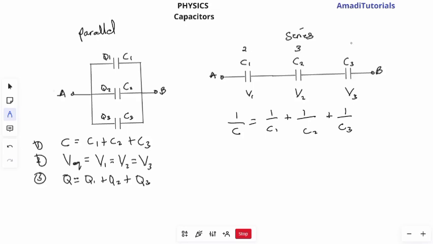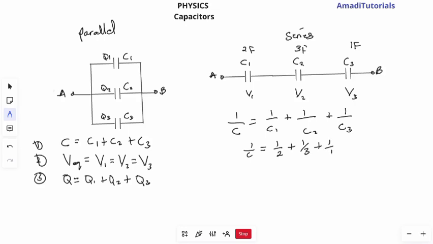Okay, take for instance, if you have the first capacitor to be 2, then this one 3, and then this one 1, 2 farad, 3 farad, and 1 farad, and then you are asked to evaluate the equivalent capacitance. What you have is 1 over C equals to what? The first one will be 1 over 2, plus the second one will be 1 over 3. Third one will be 1 over 1.